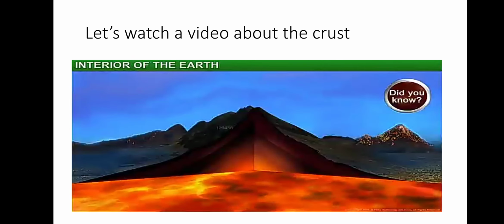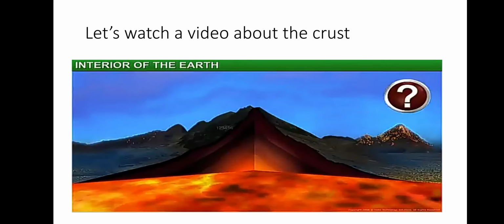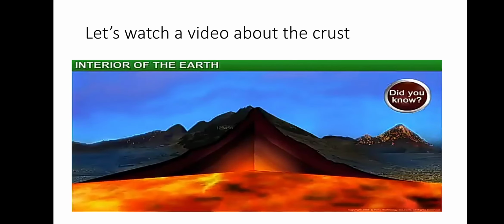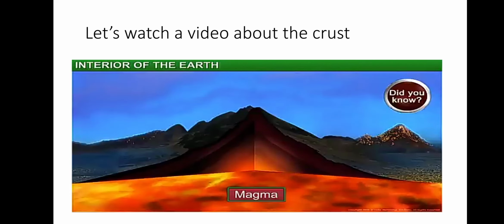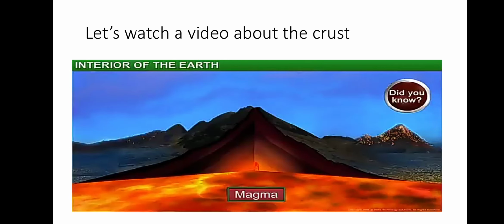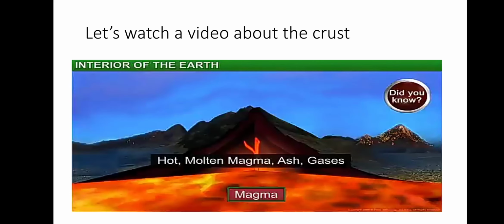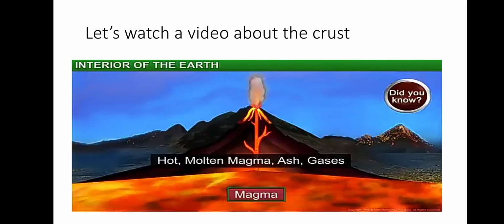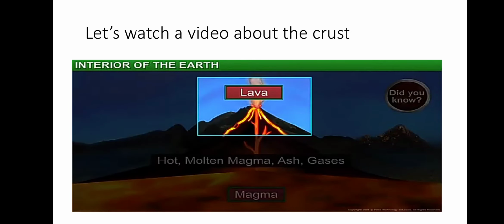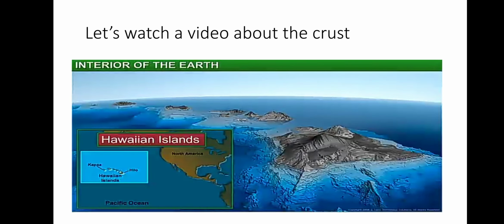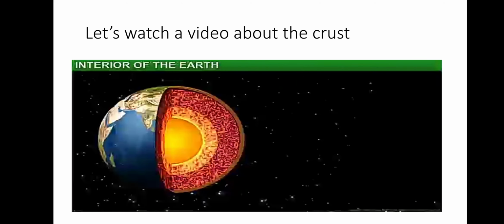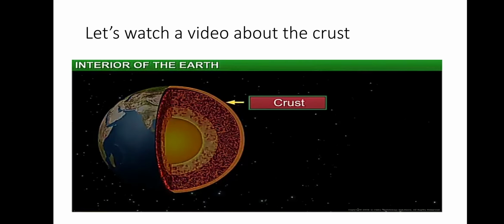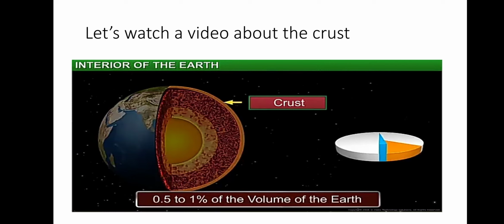Did you know? When the Earth's crust gets ruptured, the hot, molten magma, ash and gases come out from the core to the surface of the Earth. This results in the formation of a volcano. The magma that is released on the surface of the Earth is called lava. The Hawaiian Islands are said to have formed due to undersea volcanic activities. The crust, however, makes up only 0.5 to 1% of the Earth's volume.